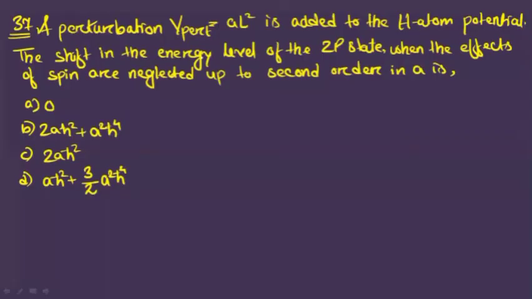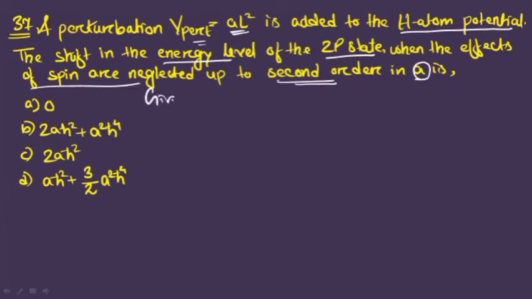Here it is said a perturbation V perturb, which equals A L square, is added to the hydrogen atom potential. The shift in the energy level of the 2p state when the effects of spin are neglected, up to second order in A, is. So you have to calculate the shift in the energy level in terms of A, for the 2p state. And the perturbation added to the hydrogen atom potential is A L square.